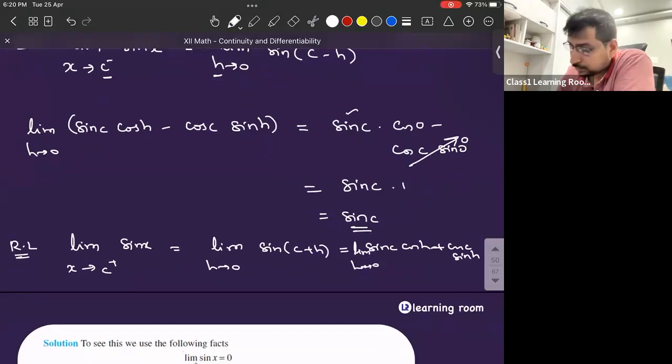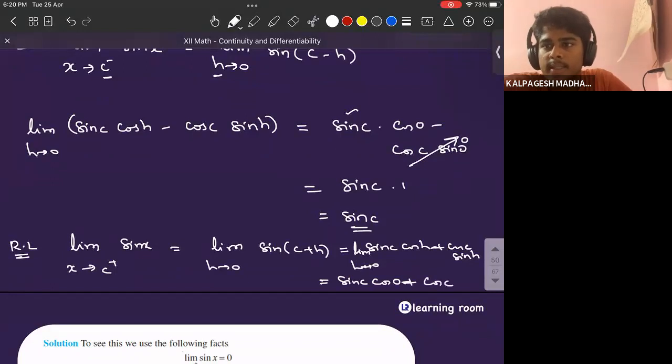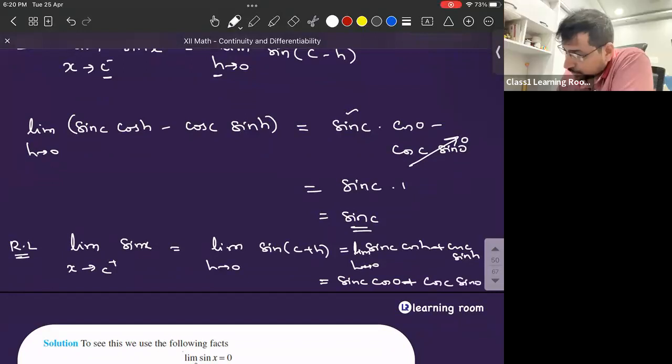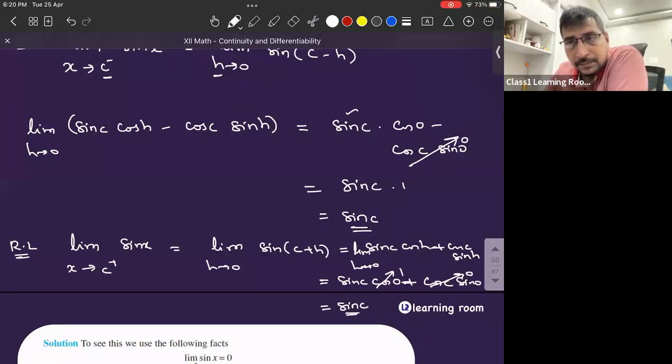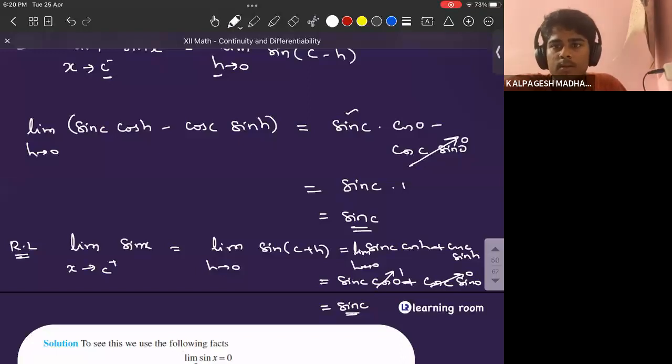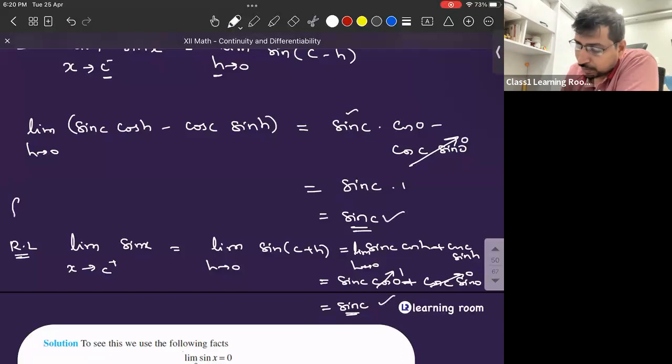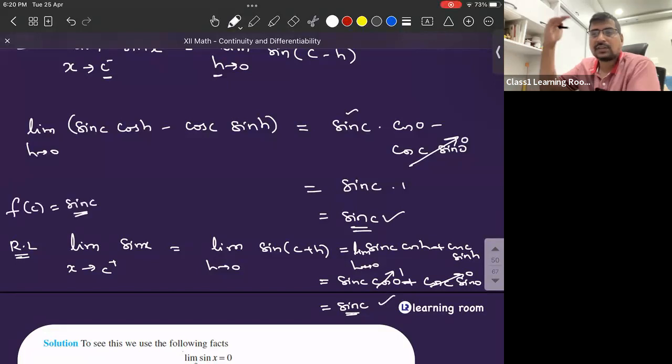Now substitute the limit. So what will you get? Sin c into cos 0 plus cos c into sin 0. So sin 0 is 0. Cos 0 is 1. So what will you get? You will get sin c. Sin c. So left limit is sin c, right limit is sin c. What is f of c? That is also sin c. So left limit is equal to right limit is equal to function value. That's what they have done.